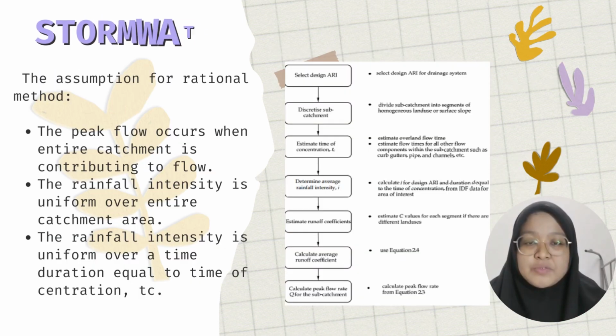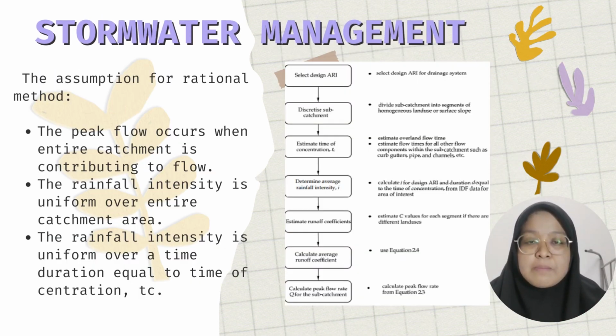My name is Farah Shazwani binti Rosa Manja. My matric number is CF 2011. I will explain more about the rational method in stormwater management. There are 3 assumptions of the rational method. First, the peak flow occurs when the entire catchment is contributing to flow. Second, the rainfall intensity is uniform over the entire catchment area. And third, the rainfall intensity is uniform over a time duration equal to the time of concentration, which is TC.